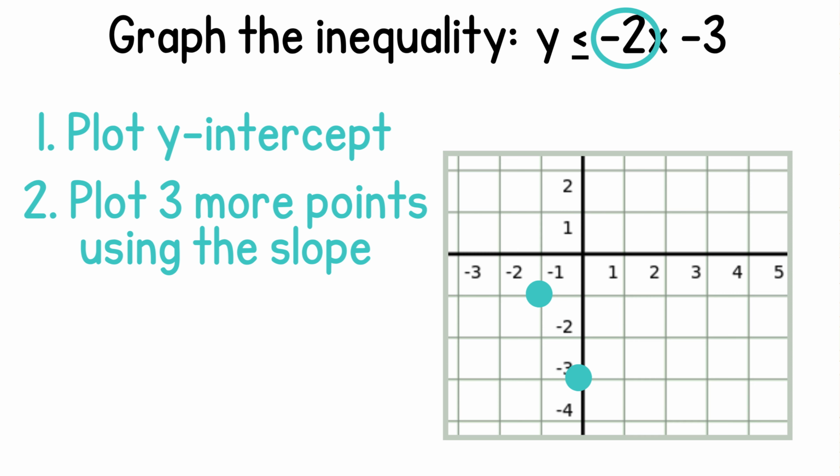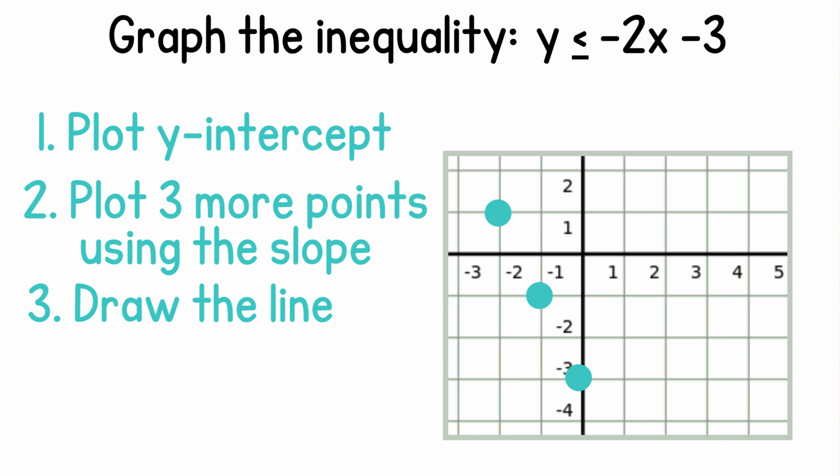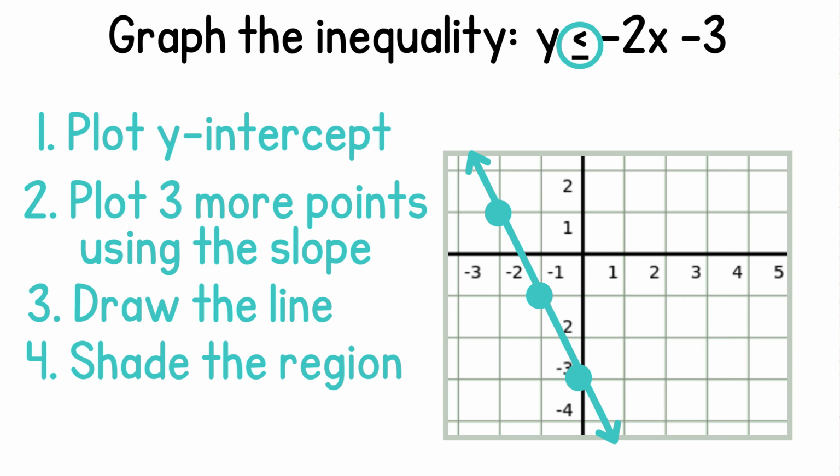So up 2, back 1, and we'll repeat this, and now we can see the line forming, so we'll draw the line. We see the symbol is less than or equal to, so the equal sign says that this line will be a solution. So we'll use a solid line. Now let's shade the region. For the symbol less than or equal to, we'll shade below the line.